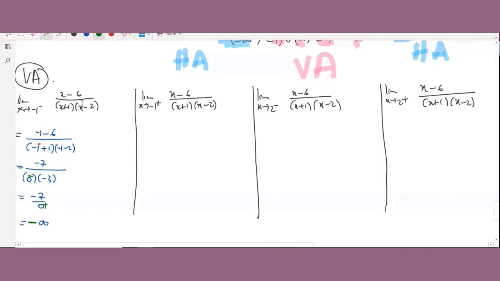Okay, let's try the second one. This one, substitute. Thirdly.